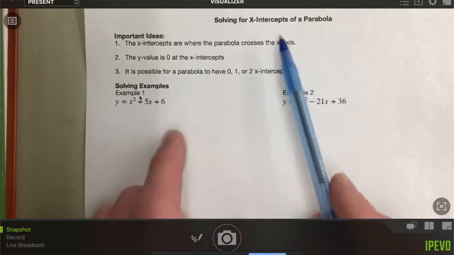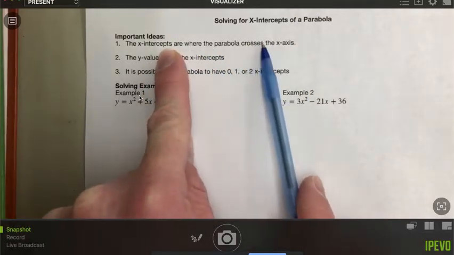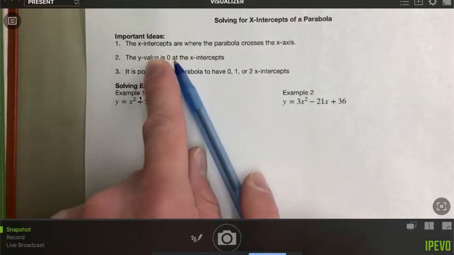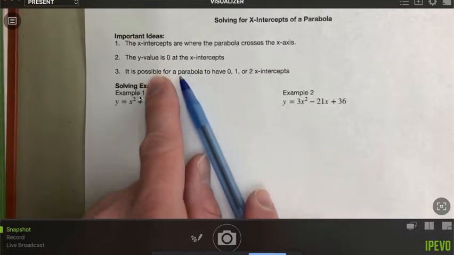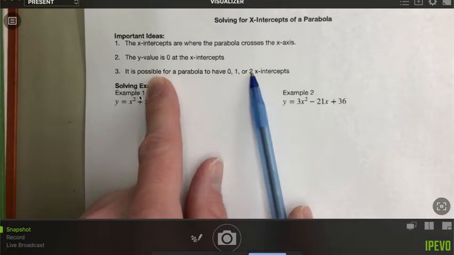So a few critical pieces to remember. Remember, x-intercepts are where the parabola crosses the x-axis. Because of that, the y value is always 0 at the x-intercepts. And finally, a parabola can cross the x-axis in 0 spots, 1 spot, or even 2 spots.